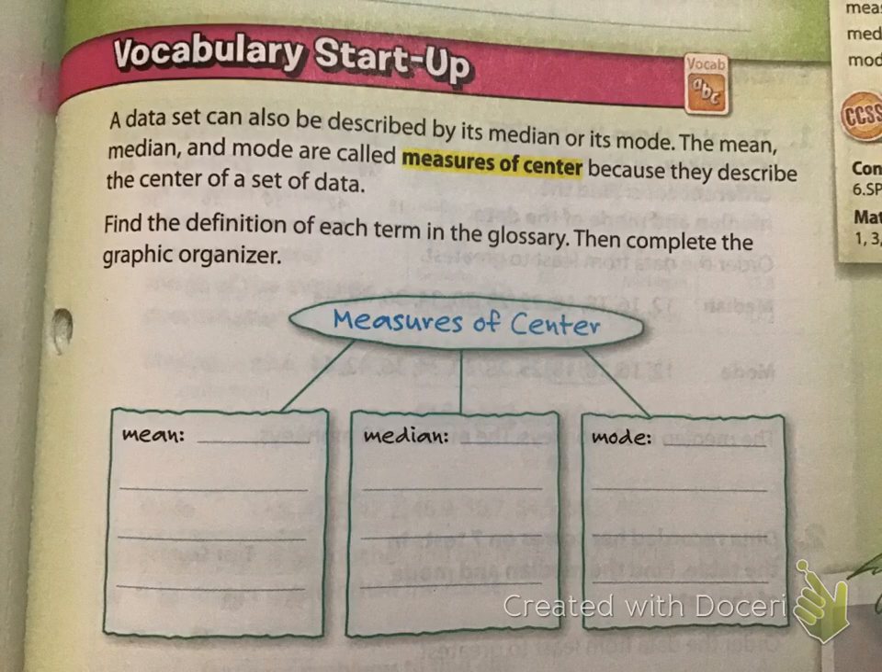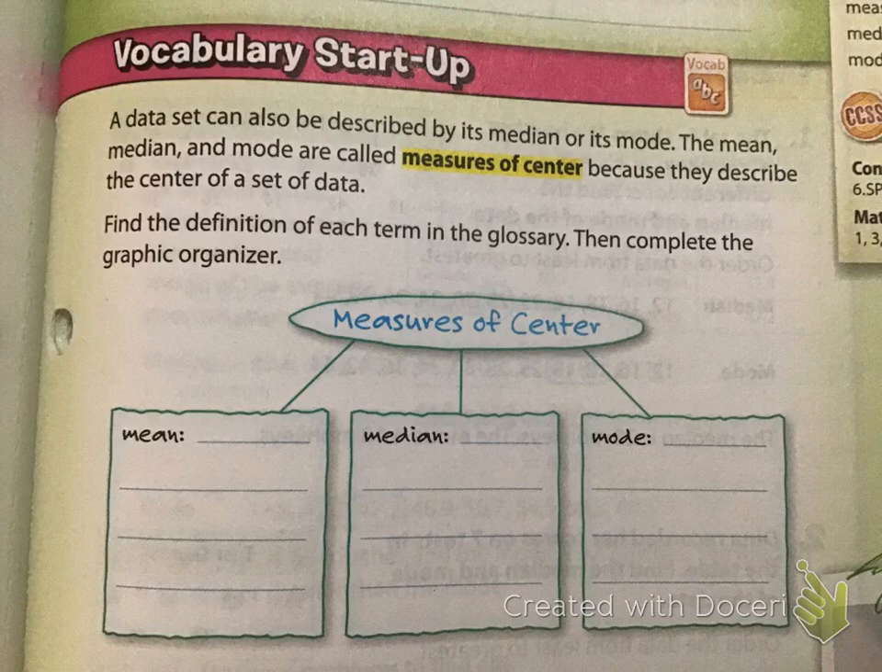So here we're first doing the vocabulary setup. If you have your book, make sure that you open it and follow along with me. This is on page 817. So, a data set can also be described by its median or its mode.